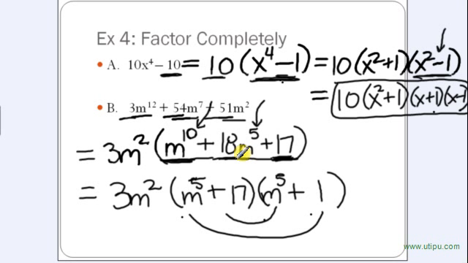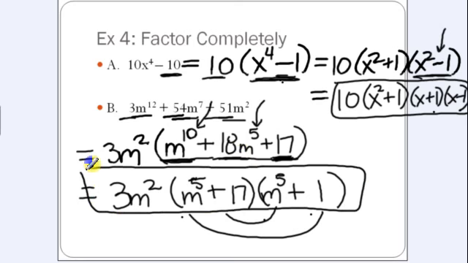Now I want to see if I can factor any of these further. Well, this is not the sum of perfect cubes, nor the difference of perfect squares. So neither of these can I factor any further. There's my answer, and my polynomial is factored completely.